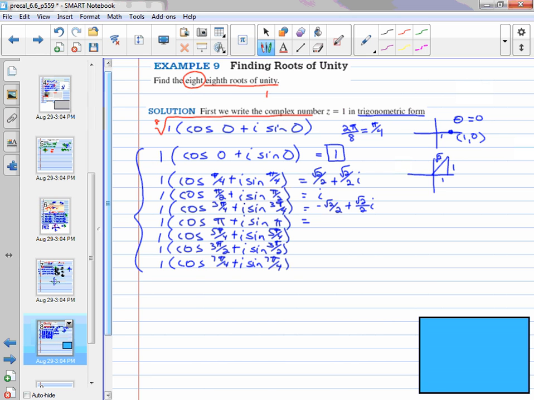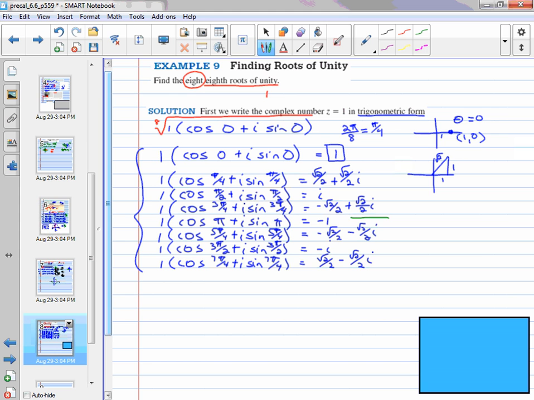And this next one is a negative 1. Negative 1 to the 8th power is also a positive 1. This is a negative square root of 2 over 2 minus square root of 2 over 2i. This one is a negative i. And this one is square root of 2 over 2 minus square root of 2 over 2i.